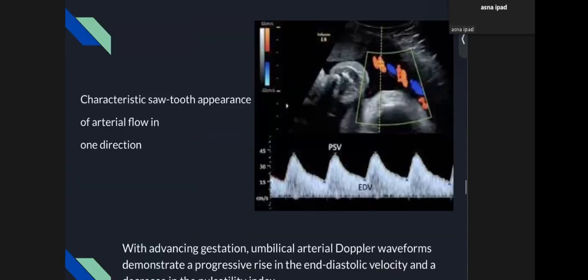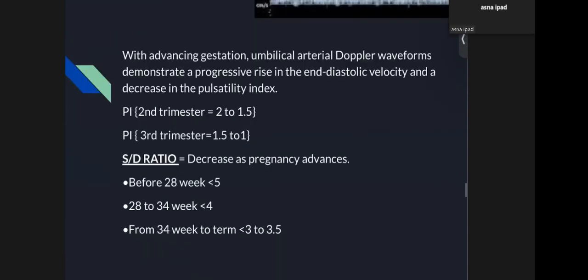This is how you sample the umbilical cord. You get a characteristic sawtooth appearance of the arterial flow in one direction. With advancing gestation, umbilical artery Doppler waveforms demonstrate a progressive rise in end diastolic velocity and a decrease in PI. PI in second trimester should be around 2 to 1.5. PI in third trimester should be around 1.5 to 1. The S by D ratio also decreases as pregnancy advances. So before 28 weeks, it should be less than 5. From 38 weeks onwards to term, it should be less than 3.